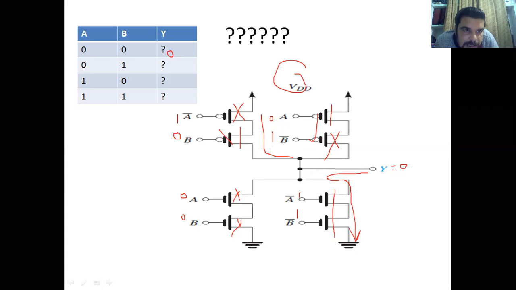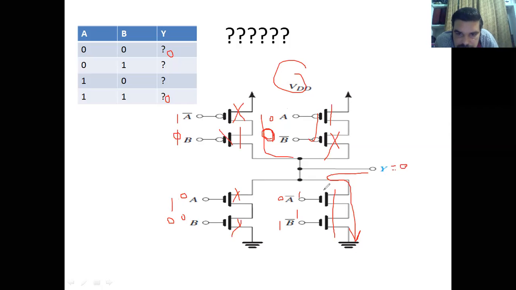So again, similarly, if you apply A and B 1, again the output will be 0. Now if you apply A equals 0 and B equals 1, this will be 1, and that will be 0 also. Okay, so A equals 1 and B equals 0. Okay, so this is the logic.